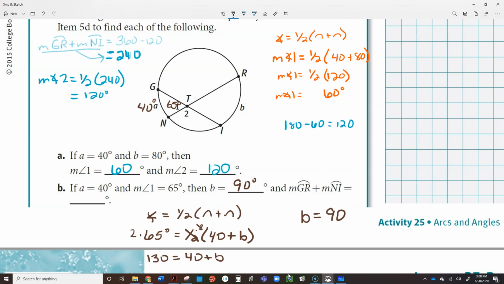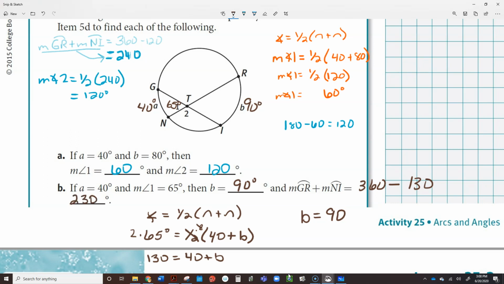Then it says the measure of arc GR plus the measure of arc NI. They're doing the same thing that we did a while ago. We don't know how much GR is by itself, and we don't know how much NI is by itself. But we know that GR plus NI is equal to 360 minus 130, because these two together are 130. So this is what's left when you do 360 minus 130. So what would that be?